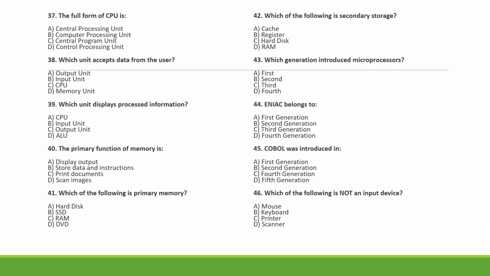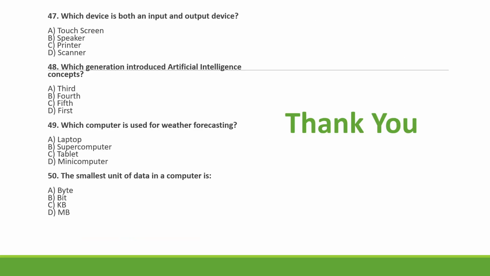Which of the following is not an input device? Here, printer is not an input device. It is the output device. The answer is option C. Here, which device is both an input and output device? Touch screen acts as an input as well as an output device. Then option A is the correct answer.